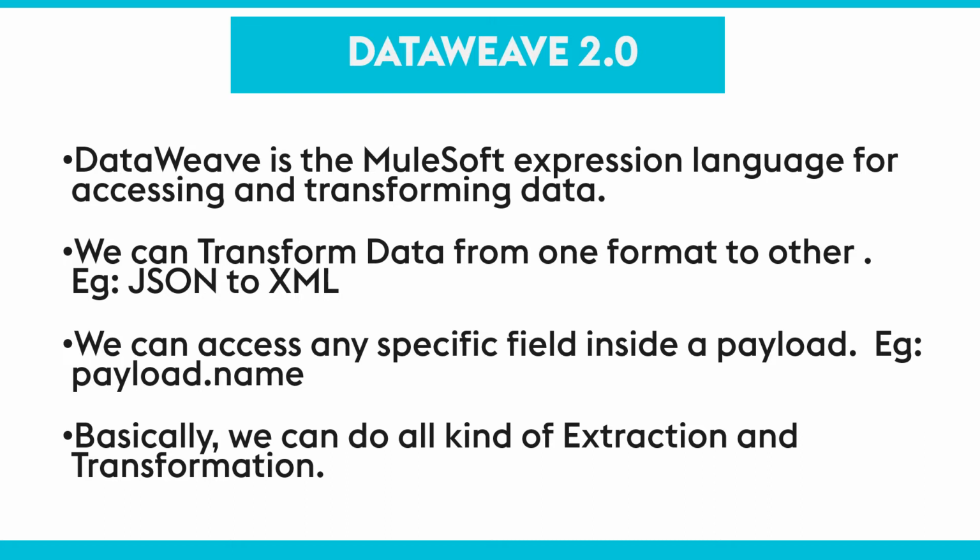We can access any specific field inside a payload using DataWeave. For example, whenever we are receiving a payload, if we want to access it, we access it using payload.name. So that is also the DataWeave language. Basically, we can do all kinds of extraction and transformation using it.